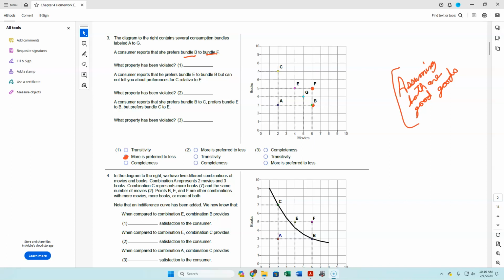Now we're told that they prefer bundle E to bundle B, but cannot tell you what the relationship is between C and E. Well, we've got a problem there then. If you can't tell me what's going on between C and E, now we've got a completeness problem, which is what I started out my discussion with for this. Completeness would say that every bundle has to have a relationship with each other.